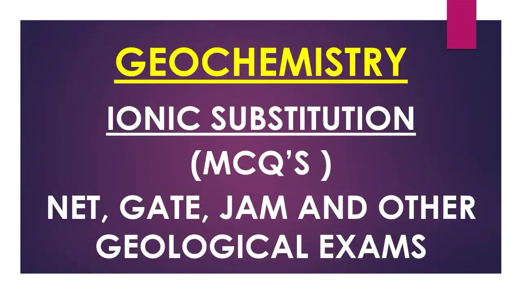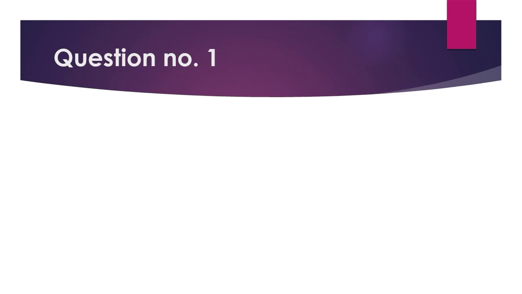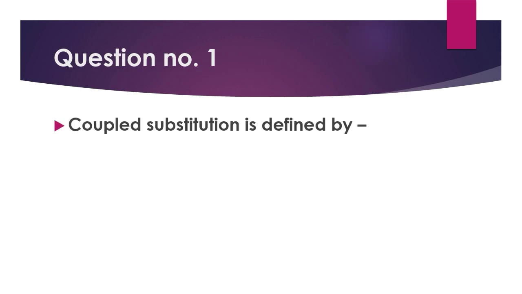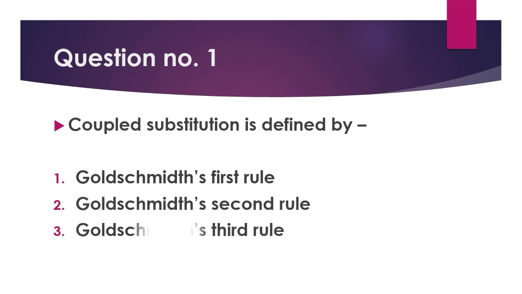So now we have discussed almost everything about the ionic substitution. So it's the time to solve some MCQs in the related topic. So our first question is, coupled substitution is defined by either Goldsmith's first rule, Goldsmith's second rule, Goldsmith's third rule, or none of the above.